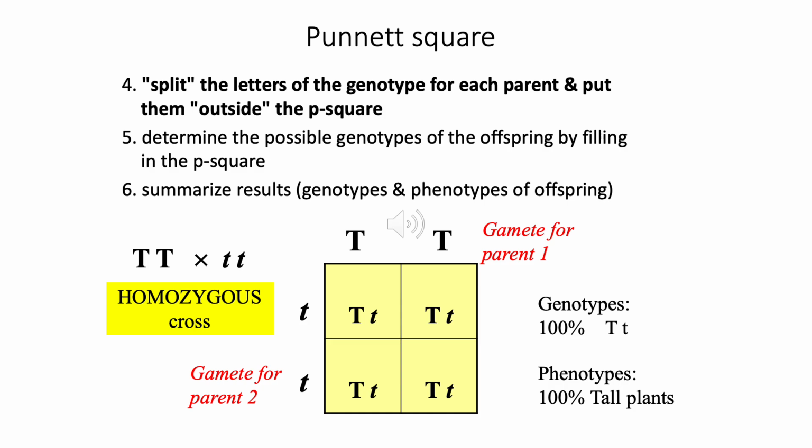For this example, the crossing between homozygous parents will produce a genotype that is 100% heterozygous and a phenotype of 100% tall plants.